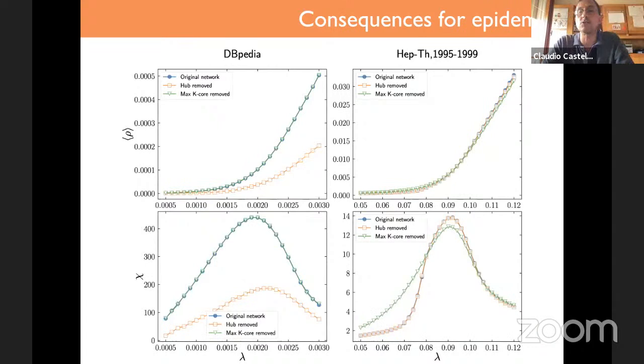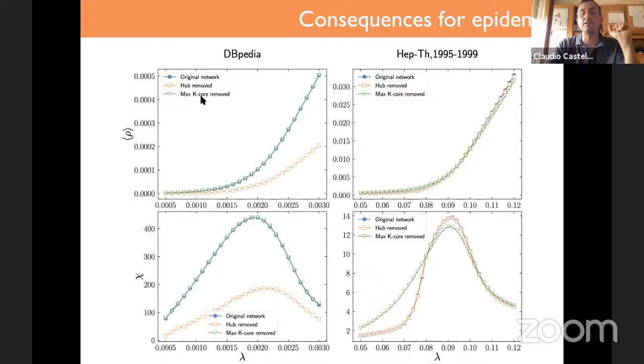If you consider the SIS model, essentially, at least in some approximation, the epidemic threshold is given by the inverse of the largest eigenvalue of the adjacency matrix, and the prevalence above the threshold is given essentially by the property of the principal eigenvector. You see that, for example, in this network, DBpedia, which is strongly localized around the hub, if you remove the hub, you have a huge effect. If instead you remove the maximum k-core, nothing happens.